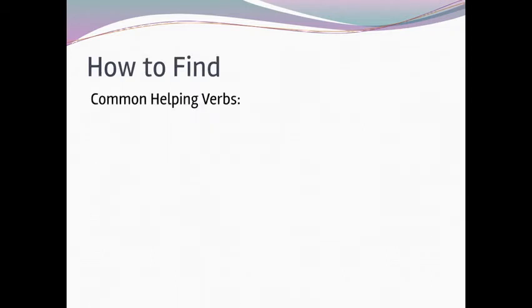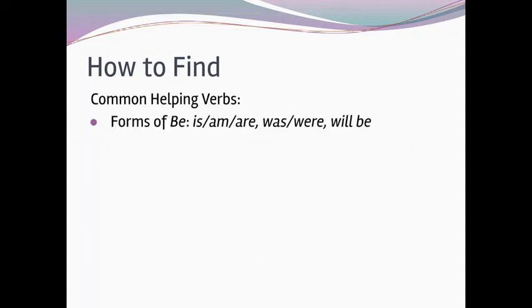So how do we find them? First of all, we have to remember common helping verbs. Again, these are going to look familiar: forms of be, is, am, are, was, were, and will be. We mentioned those as linking verbs, and they are linking verbs when they're by themselves, when there's no verb after them. However, if any verb follows one of these words, then it's going to be a helping verb, and the word that comes after it is going to be a main verb. Has, have, and had also can be linking verbs, but again, if they're in front of other verbs, then they're going to be helping verbs. Has, have, and had will help the verb that comes after it, the main verb.